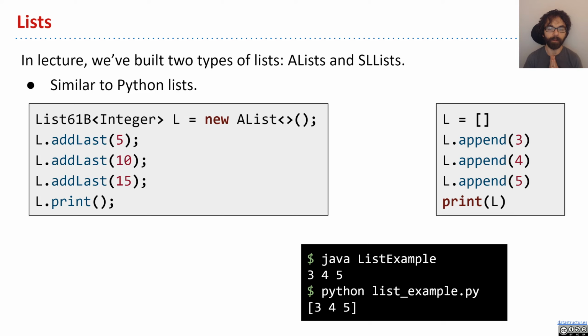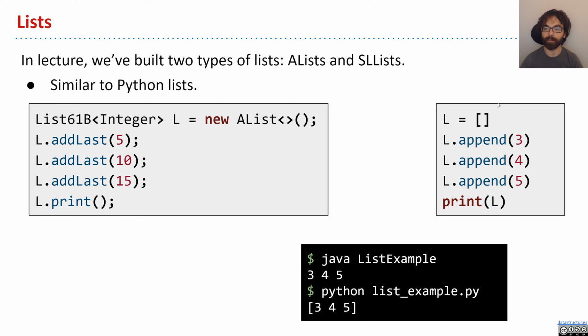I want to briefly draw some comparisons between what we've done today and what you might see in a language like Python or in real Java code. So today we've seen that the AList and SList classes that we built earlier, we can annotate them as implementing this interface List61B. And in that case, we could then manipulate the list with methods like add, last, and print.